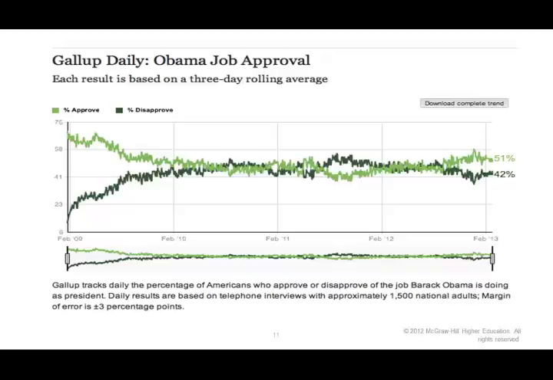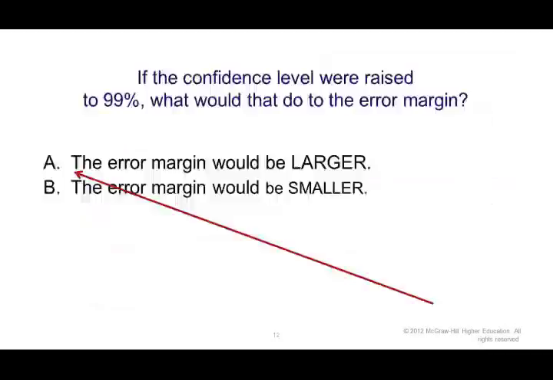Their confidence level is now higher. Because they've opened up the range that their sample can be in, they are now increasing their confidence level. Now, they probably have increased their confidence level to something close to 97 or 99%.